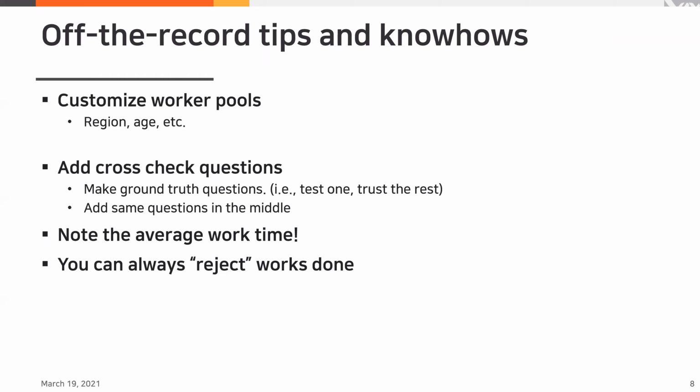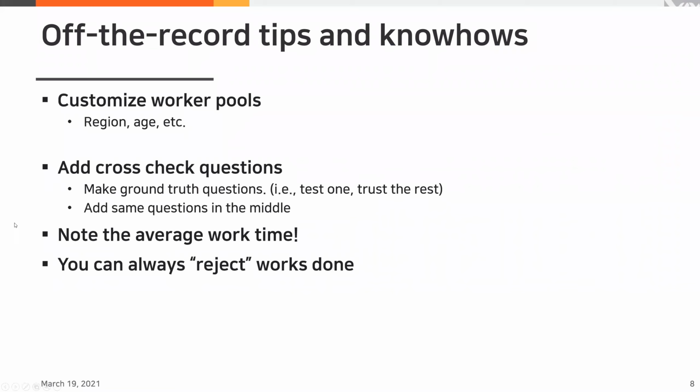Also, you can add the same questions in the middle. Like if you ask for a bounding box for picture A, make exactly the same question again in the middle of your test data set, and see if those results match. With those cross-check questions, you can actually approve or decline the work done by the workers.